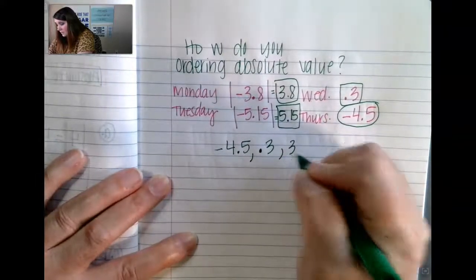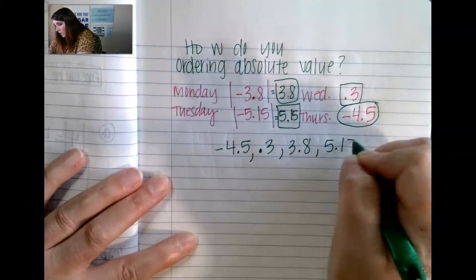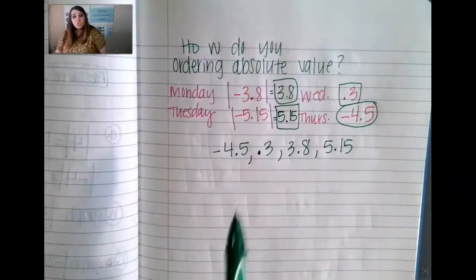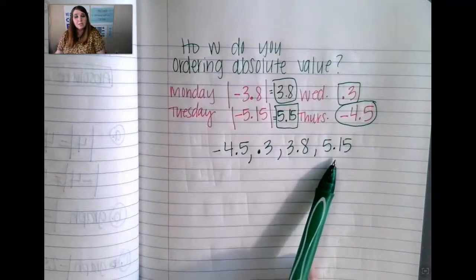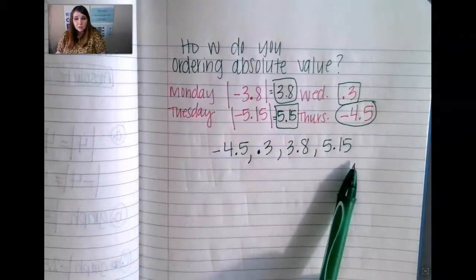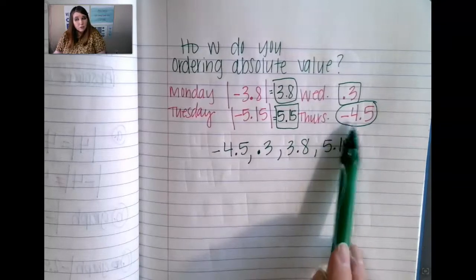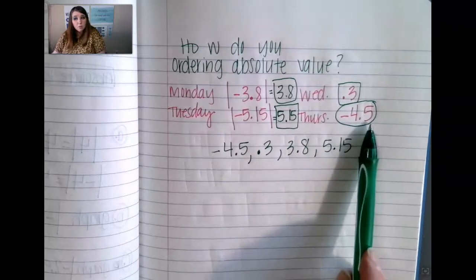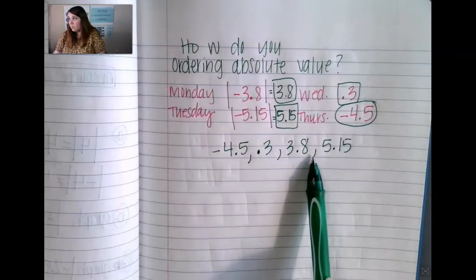3.8 would be next, and then 5.15. So you would just put them in order based on their new symbols if they need a new symbol. That's it, least to greatest. Okay, now if this one did have absolute bars around it, it would go somewhere over here between 3.8 and 5.15.